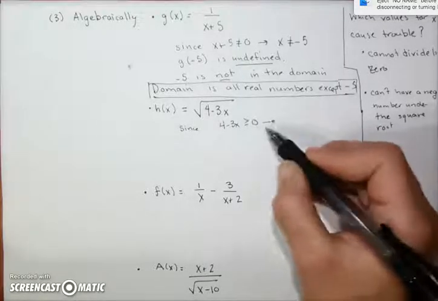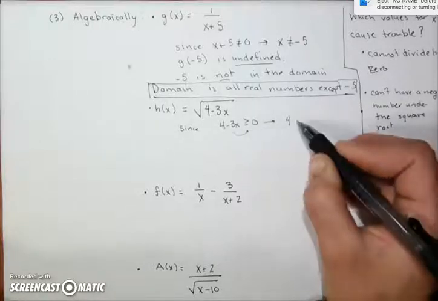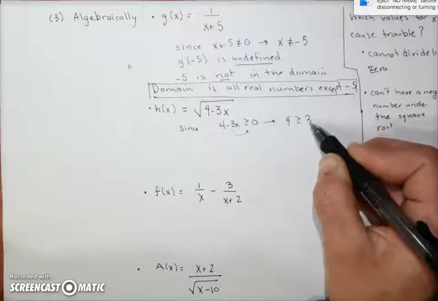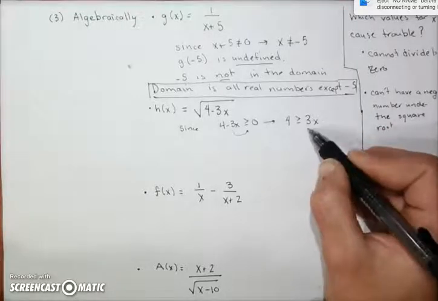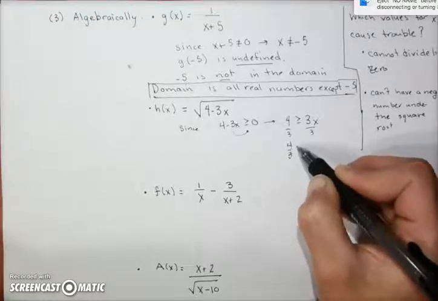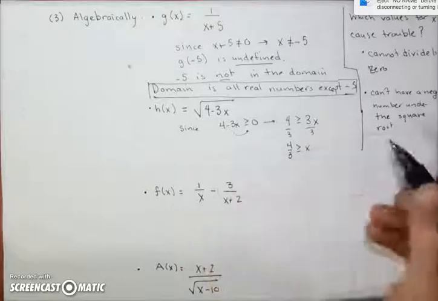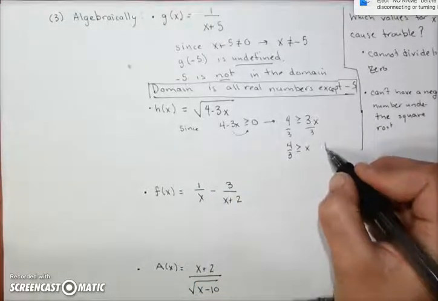So we want to get an inequality that involves x. So I'll bring the 3x over to this side by adding 3x to both sides. And now I divide both sides by 3. So 4/3 has to be greater than or equal to x in order for this function to be defined. So this is the domain.